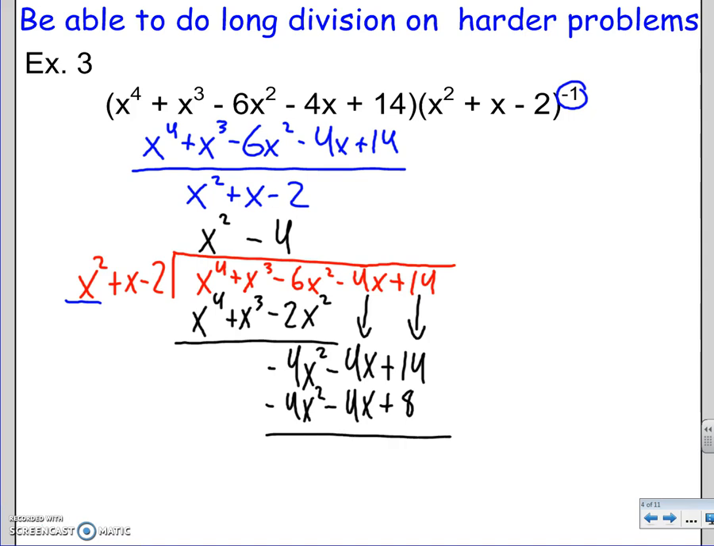So the first two match, negative 4x squared, cancel out, because that's really negative 4x squared plus 4x squared. Negative 4x can match, they also cancel out. So this is really negative 4x plus 4x, which is 0. And the last one, 14 and 8, they don't match, they do not cancel out. So that's really 14 minus 8 gives me positive 6. So here my remainder is 6. In Algebra 2, we don't write R6, we just do 6 divided by what we're dividing by, x squared plus x minus 2. This thing right here is my answer.